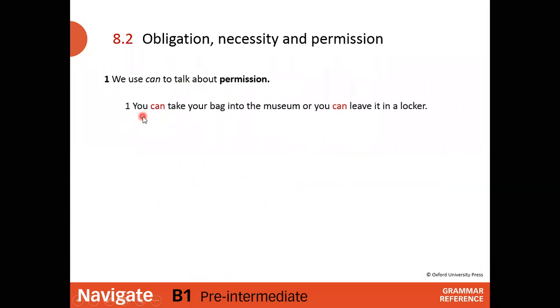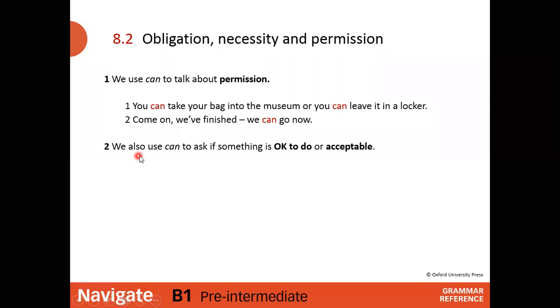Okay, we use can to talk about permission. So you can take your bag into the museum, or you can leave it in a locker. So it's okay to come into the museum with your bag, or you can leave it in the locker. So it's possible. It's permitted. Come on, we finished. We can go now. So there is possibility, or it's okay that you can go now. That's what you're saying. We have finished and we can go now.